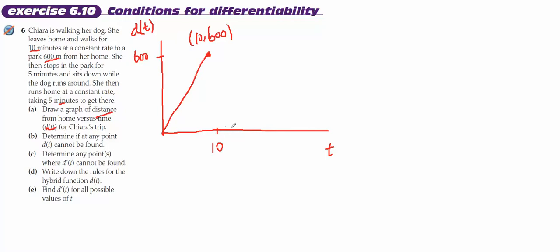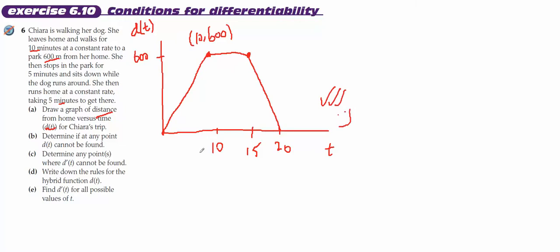Then she sat down for 5 minutes. So after 15, she's still 600 metres from home because she sat down and didn't move anywhere. And then she runs home at a constant rate, but it only takes her 5 minutes to get home. So at 20, she's now back at home. So there's my distance against time graph.